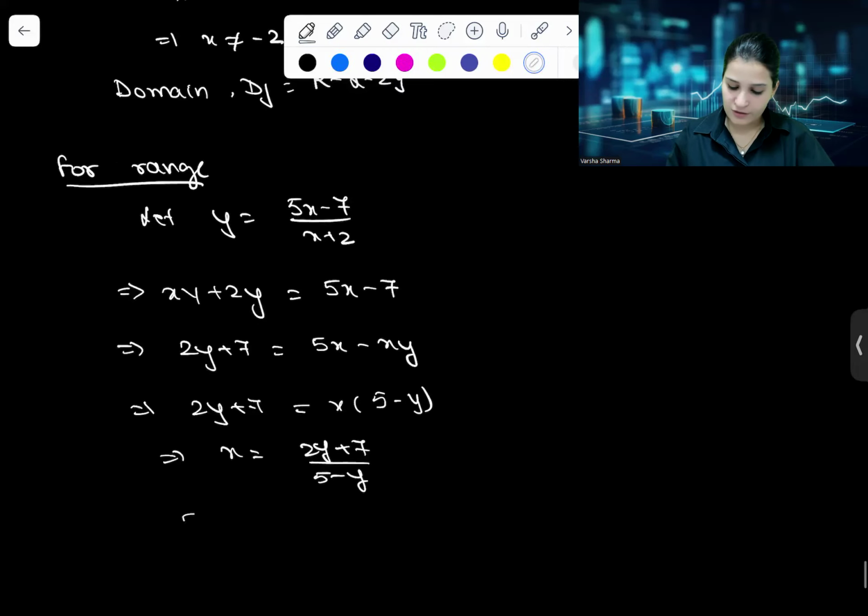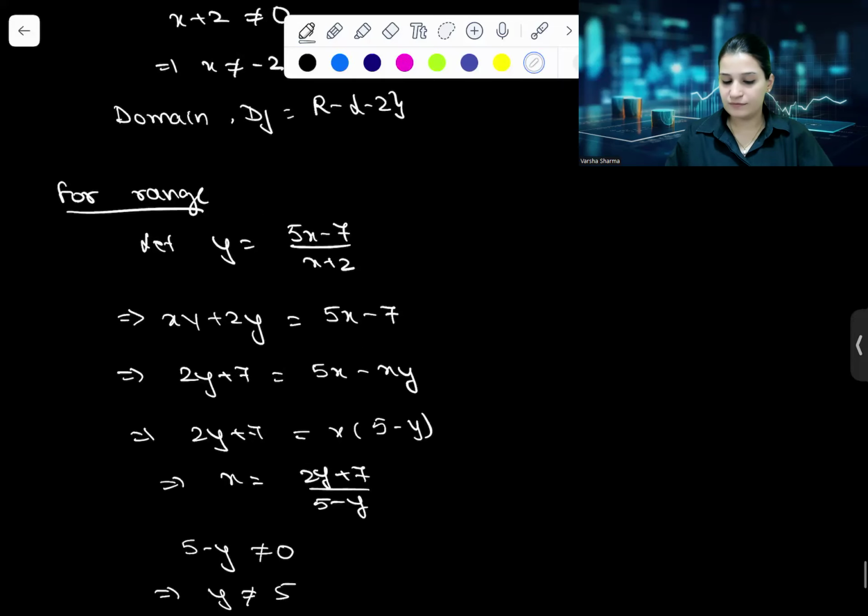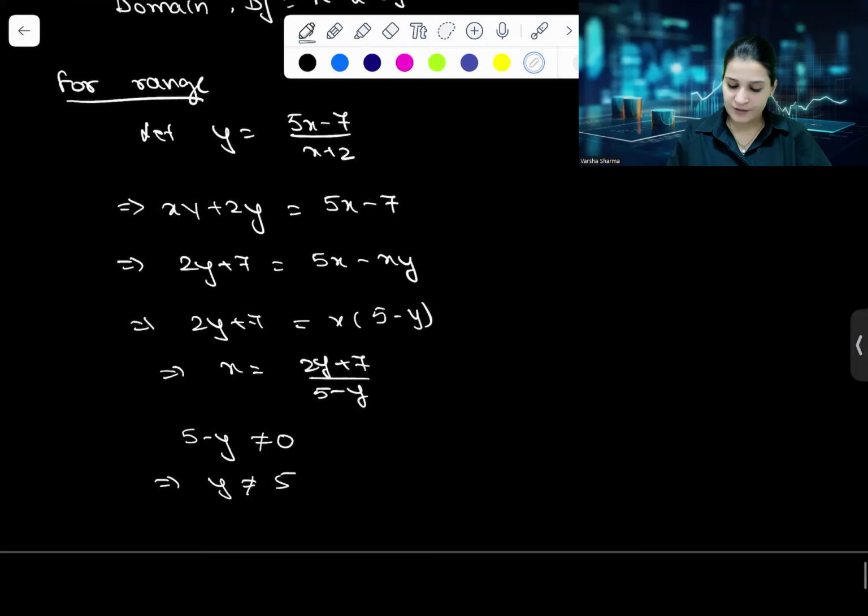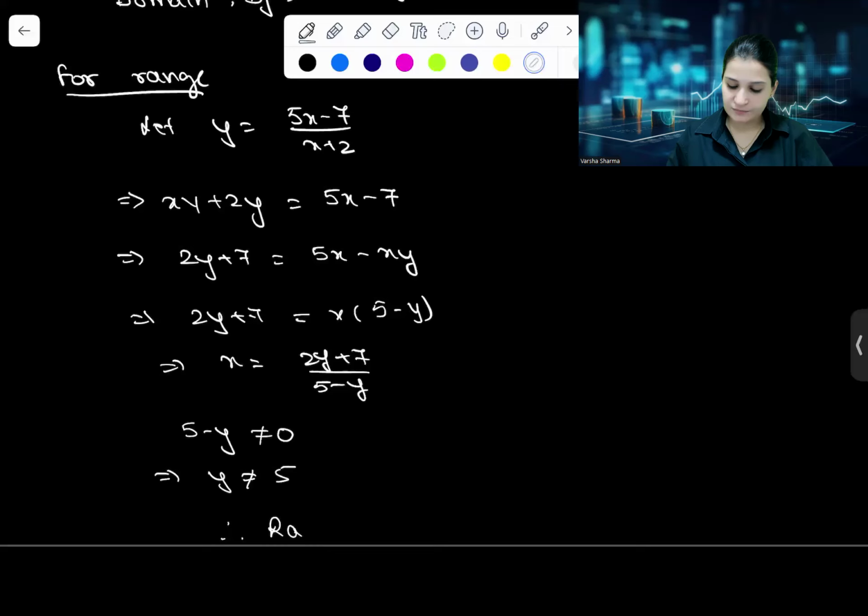So what is not allowed? 5 minus y should not be 0. That means y should not be 5. Done. That means the range will be all real numbers except 5. Any problem? No, ma'am.